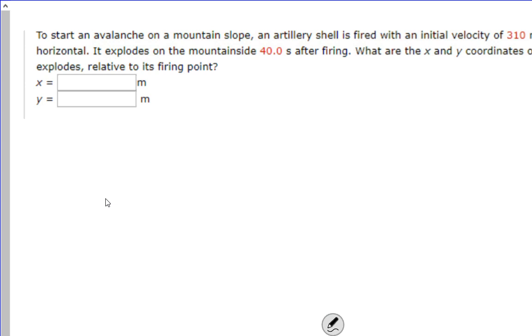Okay. Artillery shell, initial velocity of 310 at 49 degrees above the horizontal. We're given time. You want to know the x and the y coordinates where it explodes relative to its firing point. Okay. So let's start with what we know how to do.